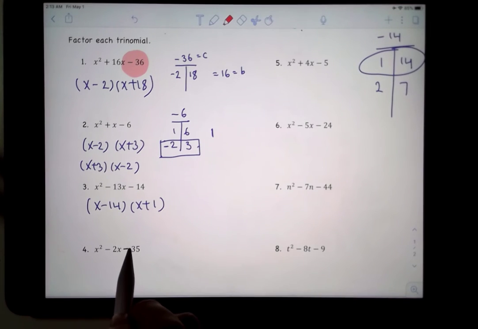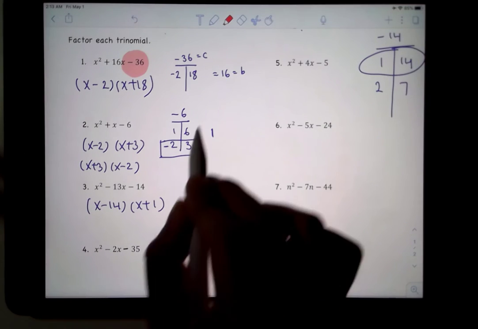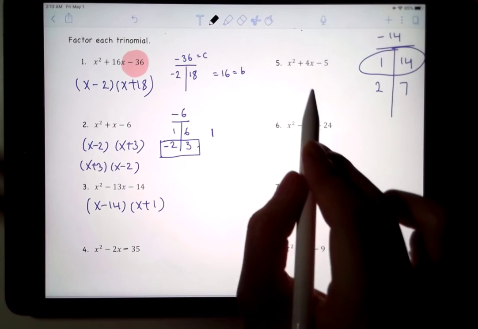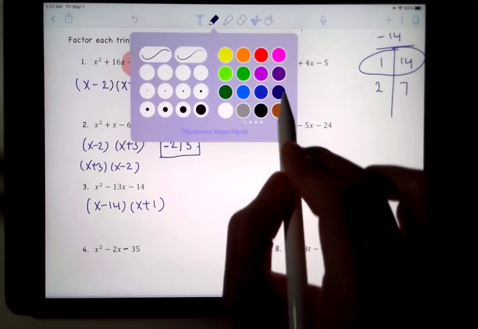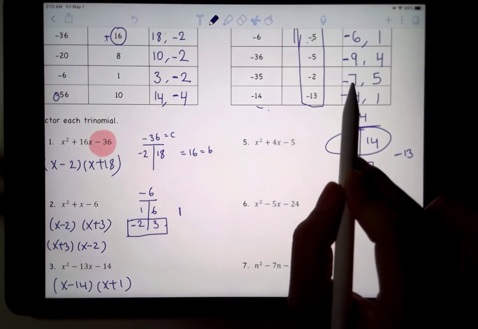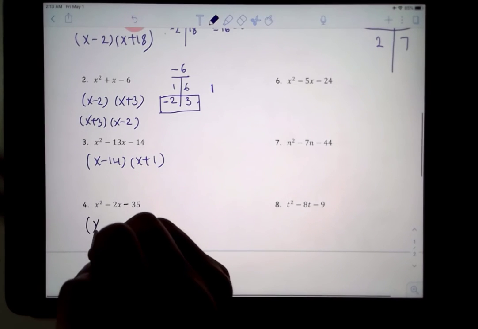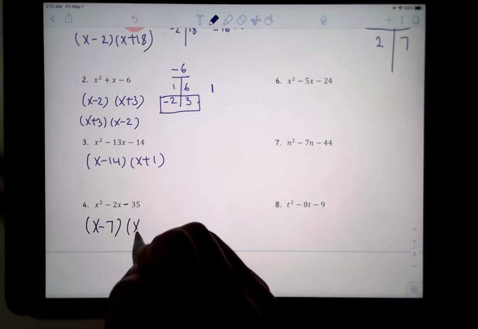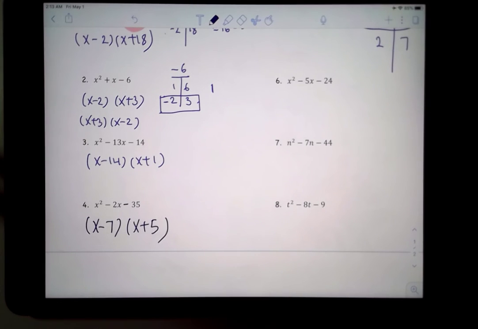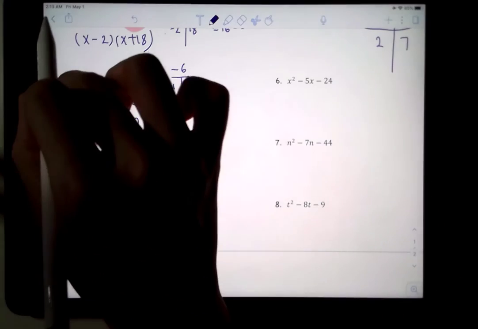Fix this one, guys. Oops, that's a typo. That's negative 35. And let's keep going. So negative 35 and negative 2. Your two numbers are negative 7 and 5. So, and 5, like this. Alright? And then, oh my god, it's stuck again.